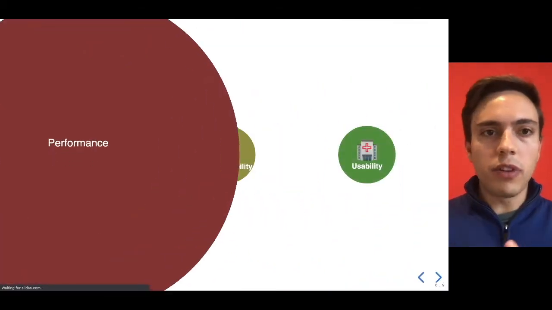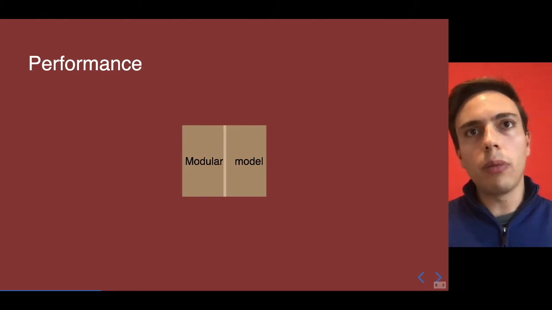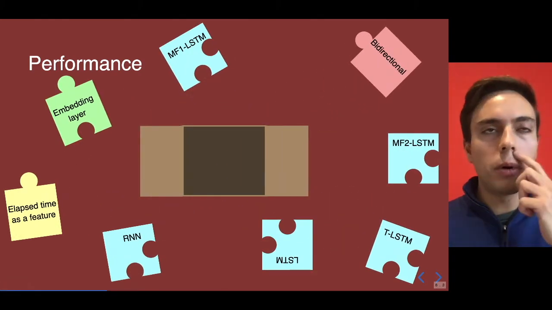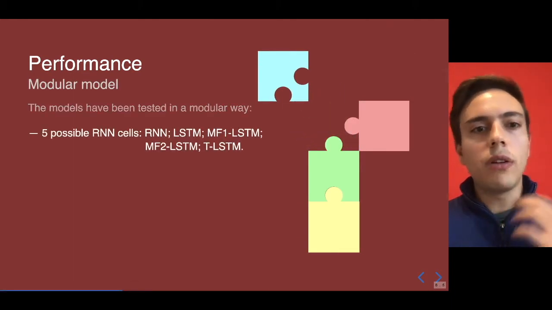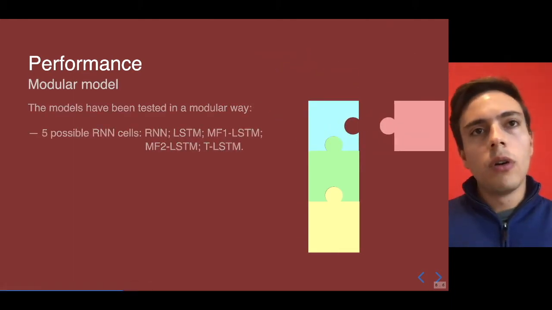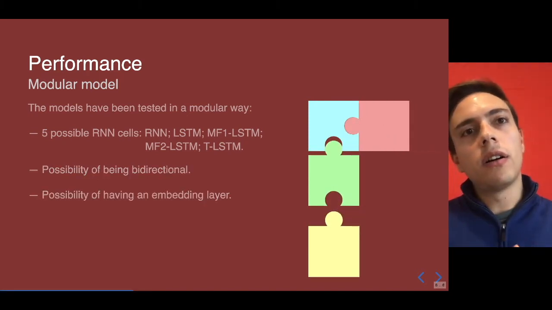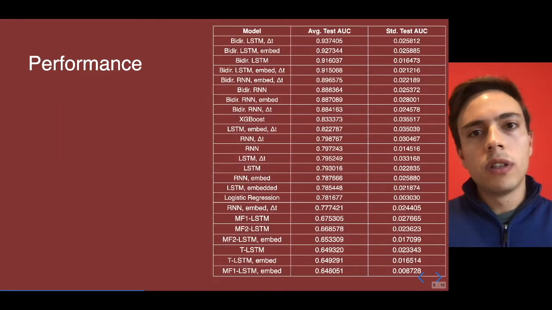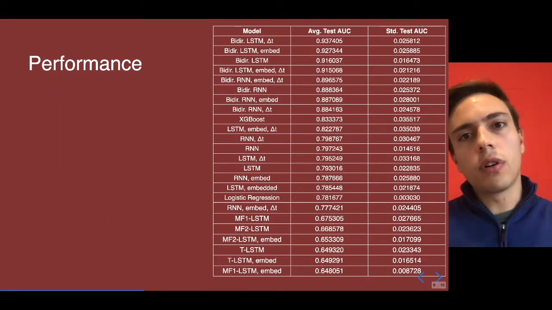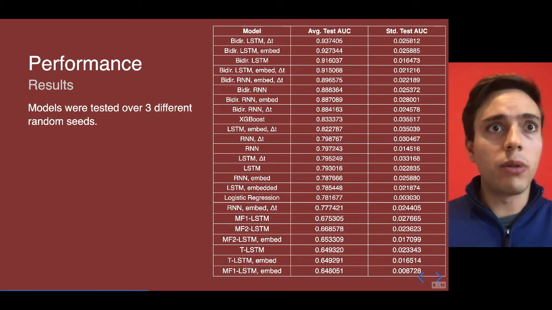In this case, it attempts to match the original model's output with these modifications of the input. Then, for the performance part, as I have a lot of concepts that I want to test here, I built this modular framework in which we can combine multiple concepts. So let's go one by one. We can use one of 5 possible recurrent cells. We can make the models bidirectional. We can also include an embedding layer or use the elapsed time as a feature. You have to have the time awareness. With this, I tested all possible combinations of the models, and I also tested each one 3 different times with 3 different random seeds.